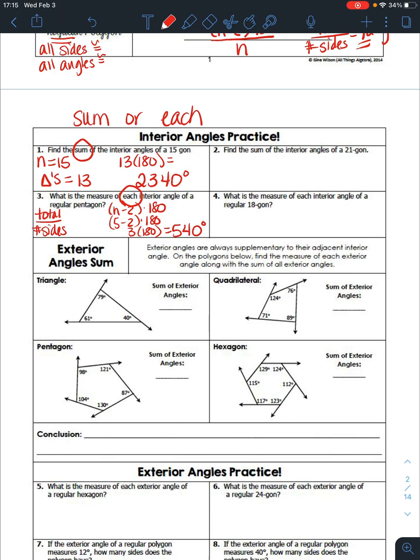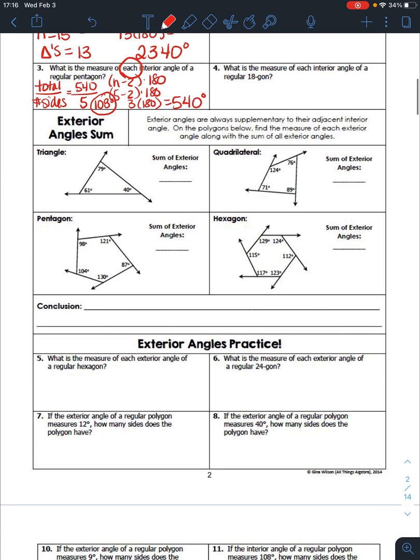So that's 540. Then we come over here and do 540 divided by, if it's a pentagon, it has 5 sides, so you would divide by 5. So 540 divided by 5 is 108. I didn't leave myself very much room for this. 108. So each of the 5 angles is 108 degrees. So if you want to find all of them, you find the number of triangles and multiply by 180. If you want to know one of them, you find the total and then divide by however many sides there are.